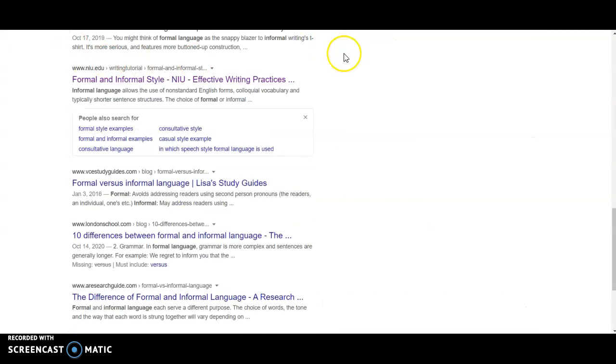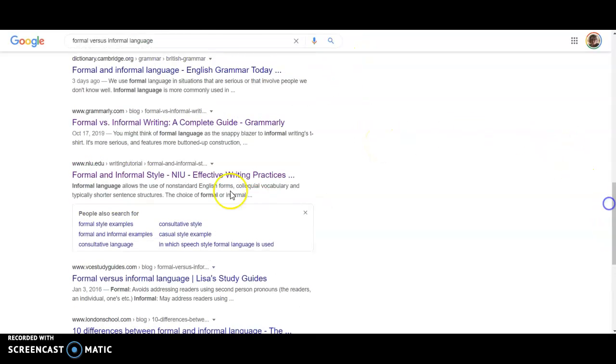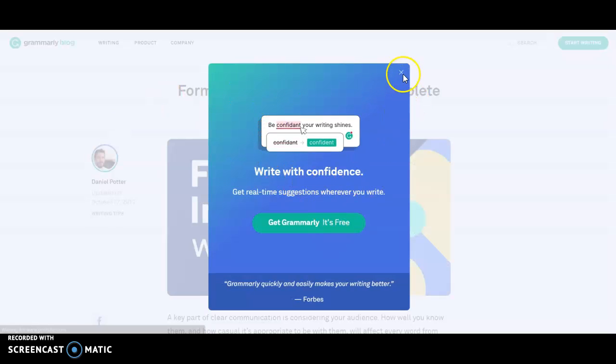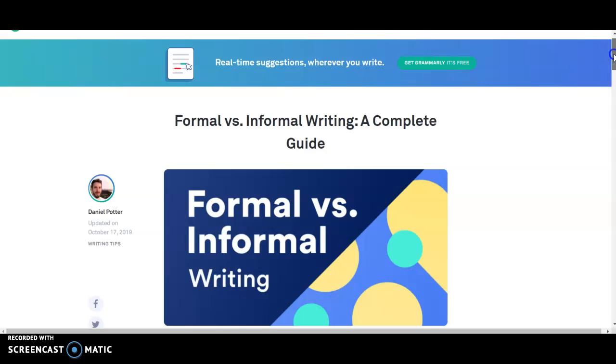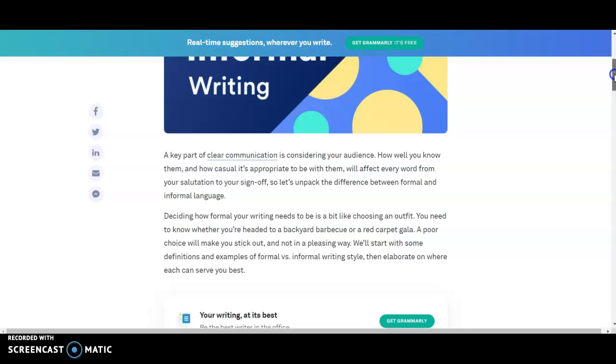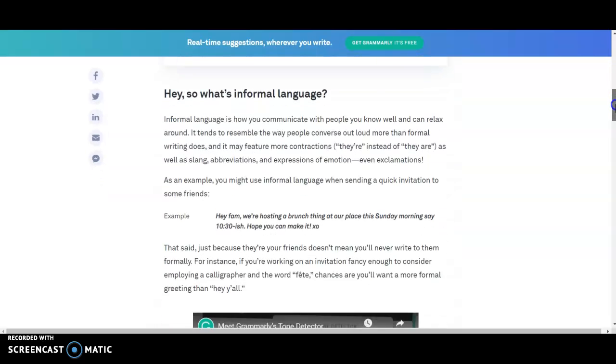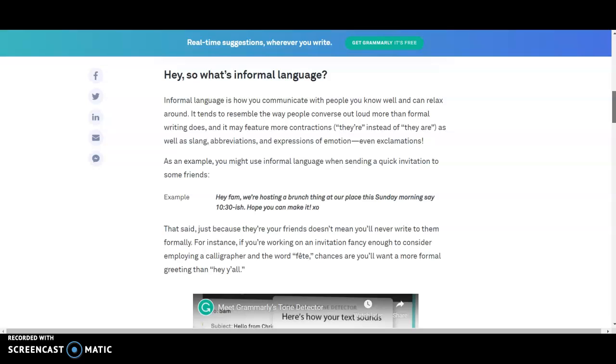Another website that has some really good information about your choice of formal versus informal writing is Grammarly. And so there's a guide here on Grammarly on formal versus informal writing. And some of the things that it talks about, it gives some examples. You want to make sure that you avoid slang expressions and when addressing your reader.